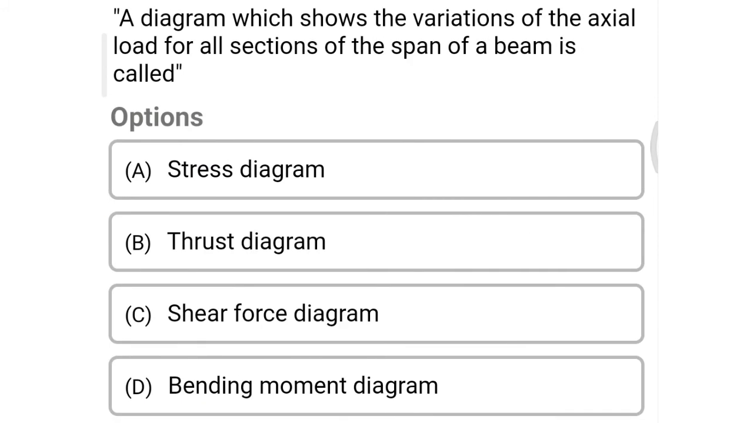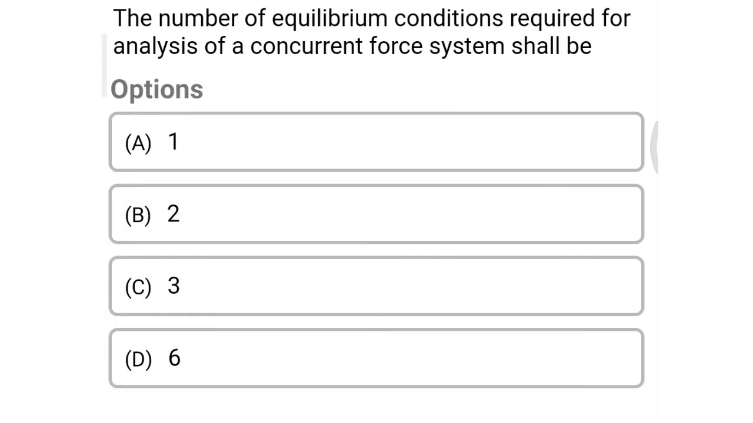So next question, a diagram which shows the variation of axial load for all the sections of the span of the beam is called option A stress diagram, option B thrust diagram, option C shear force diagram, option D bending moment diagram. So the correct answer is option B thrust diagram. So next question, the number of equilibrium conditions required for the analysis of a concurrent force system shall be option A 1, option B 2, option C 3, option D 6. So the correct answer is option B 2.